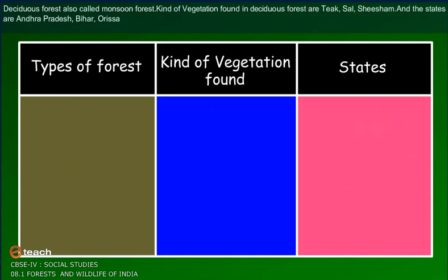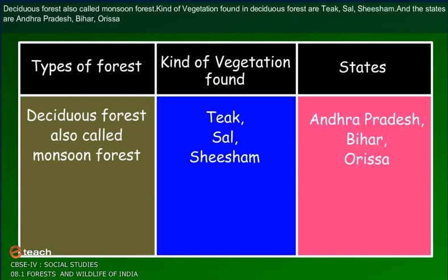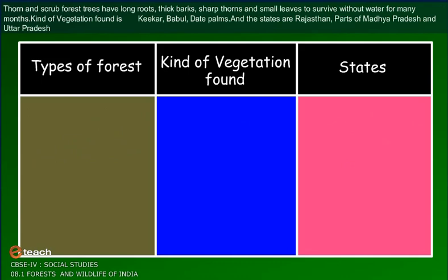Now we'll move to the second type of forest, that is deciduous forest, also called monsoon forest. The kinds of vegetation found in deciduous forest are teak, sal, shisham, and the states are Andhra Pradesh, Bihar and Orissa.